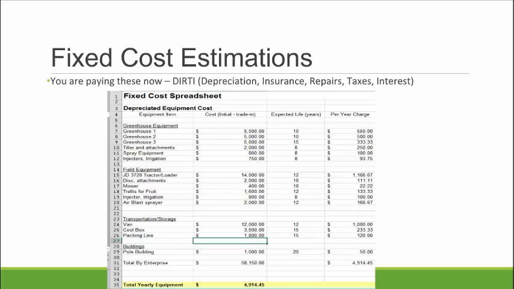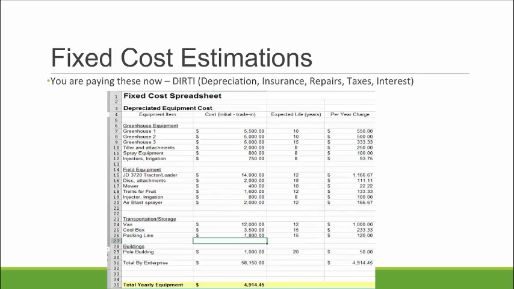For fixed cost estimations, you're paying these right now, so they might be fairly easy to know what your fixed costs are. These are your depreciation, your insurance, your repairs, your taxes, your interest. This is what you pay regardless of whether you plant the eggplant or not, or sweet corn or not. You've got to pay these things. So this is what we did.